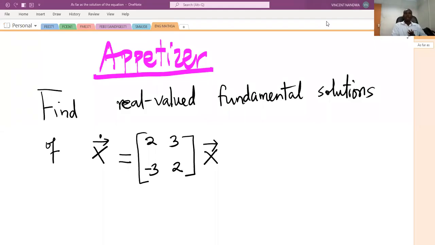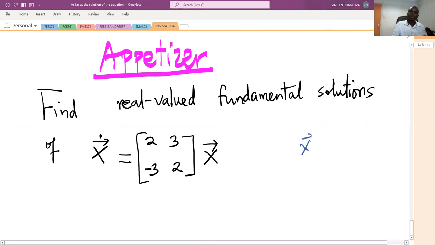Welcome to this session. In this session, we are going to demonstrate how to find a real valued fundamental solution of the equation x dot equals A x. And it happens that in this case, our A matrix is a 2 by 2 matrix whose elements are 2, 3, minus 3, 2. So let's illustrate how we solve this.